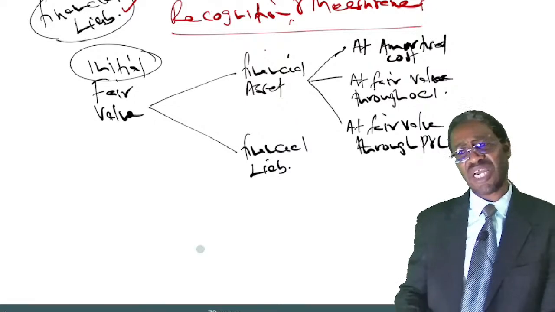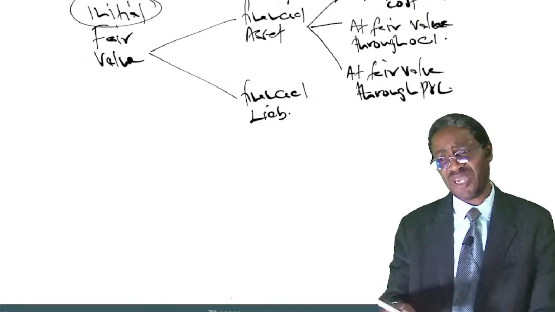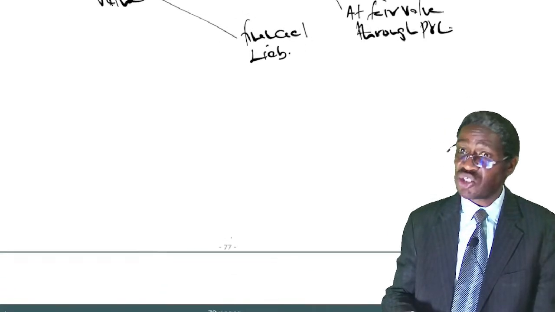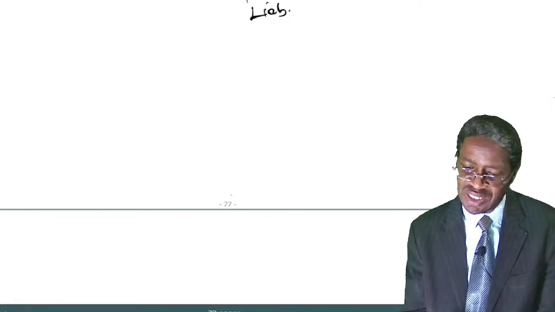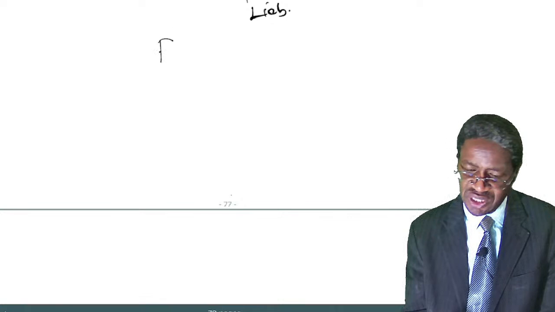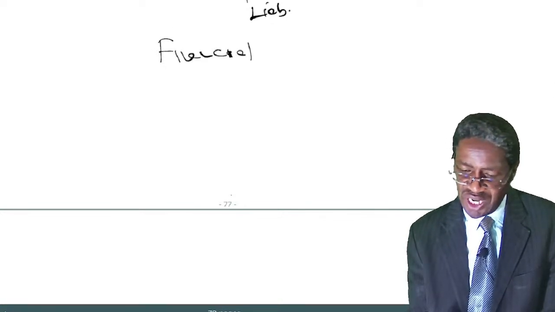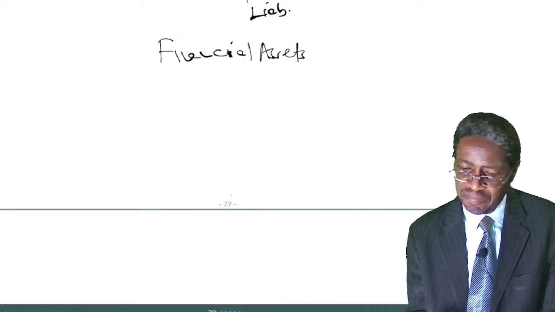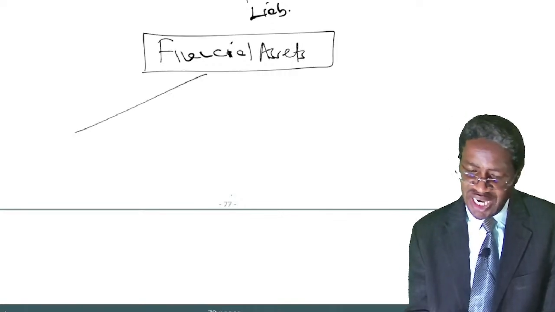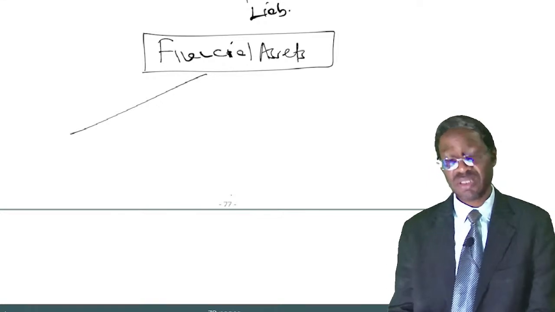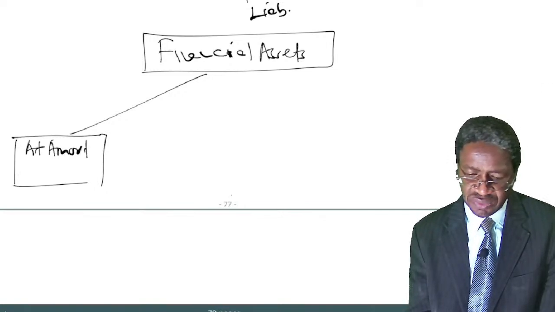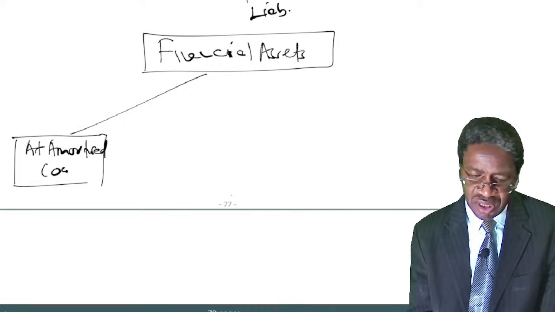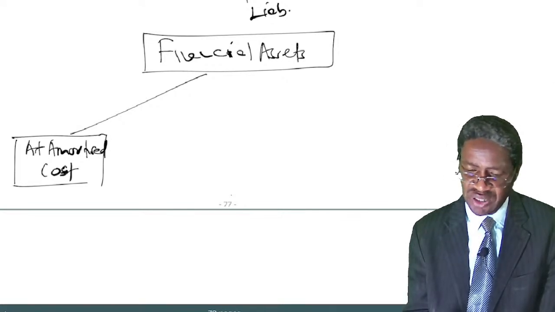Now, let me start with financial assets first, before I talk about financial liability. We have said there are three ways in which financial assets can be remeasured. Let me first explain them. Financial assets: either it is one where you can measure it at what we are calling amortized cost. That's one way, at amortized cost.